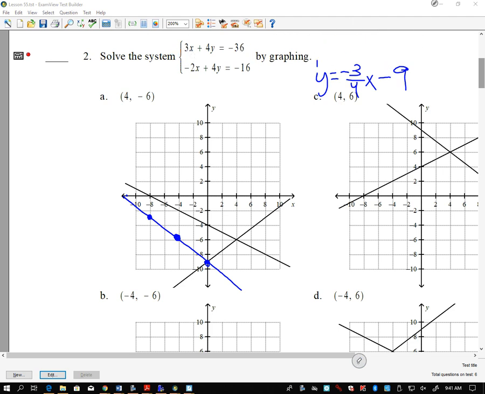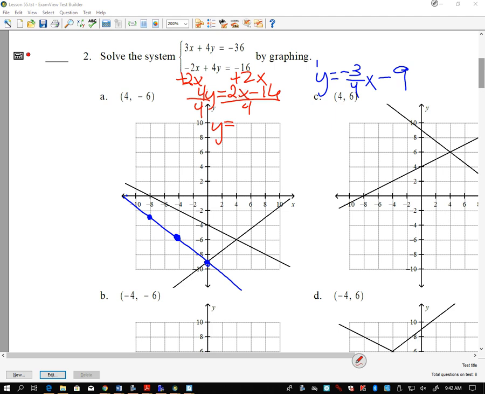Somebody else help me out with fixing up negative 2x plus 4y equals negative 16. Somebody besides Caden. Okay, Abby? Perfect, add 2x to both sides. Okay, so you have 4y equals what? 2x minus 16. What's your next step? Divide both sides by 4. Okay, so you're getting y equals what?